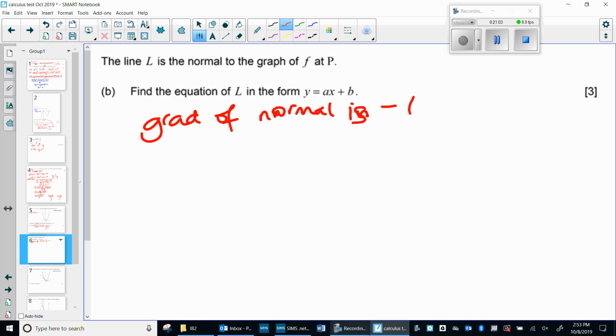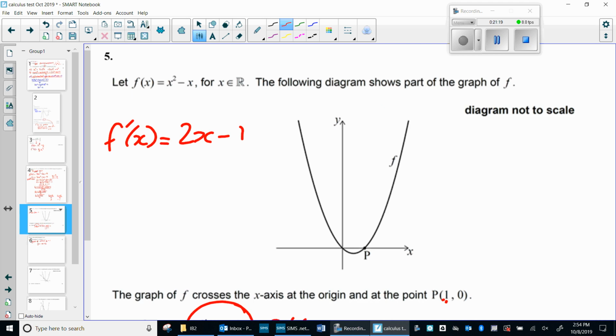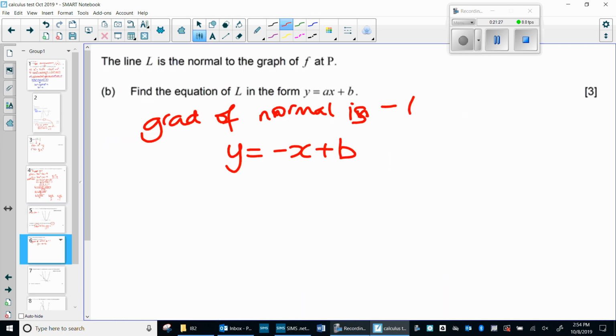Okay? So we need to find the whole equation now. So we need to keep going. So we know that it's y equals negative x plus b. What else do we need to know? This is the b value. The b value. Okay? Well, it's at the coordinate P, so we've got our x and our y values. Yes? So then we stick them in. So what's the value of b? I say that it is 1. Yeah? So it's y equals negative x plus 1.